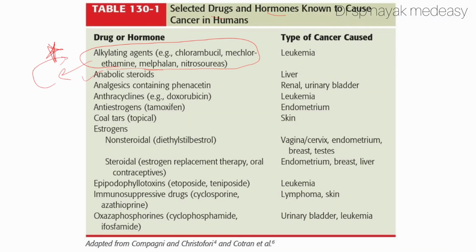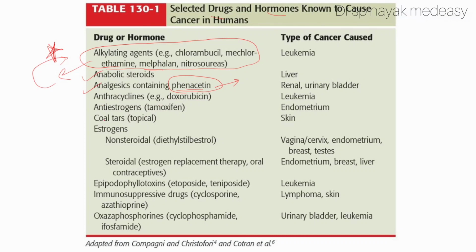We have anabolic steroids. All anabolic steroids like testosterone analogs can also cause cancer. People, without knowing all this, will be misusing these drugs. Sometimes analgesics also, analgesics which contain phenacetin. Phenacetin is the first known compound which has analgesic and anti-inflammatory property. From this only we generated all NSAIDs, acetylsalicylic acid, aspirin, and all. Anyways, phenacetin also has carcinogenic property.